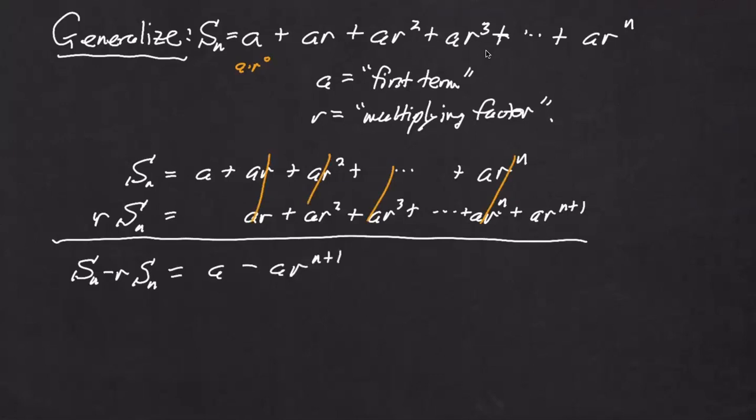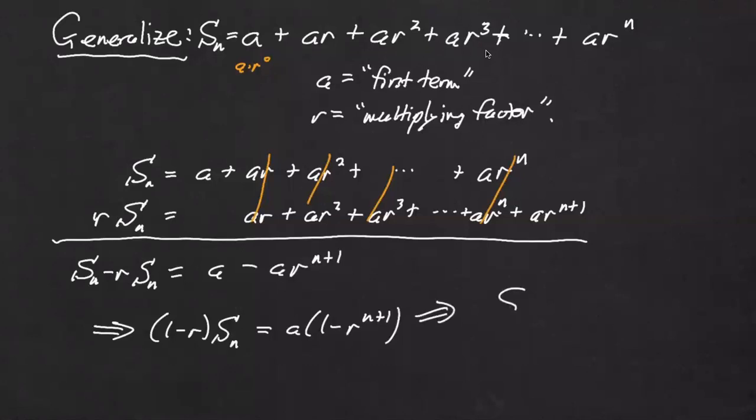And then we can think about how to deal with both sides. We can factor out the S sub n on the left, right? So we could factor out S sub n and be left with 1 minus R. We can factor out the A on the right. And so in fact, we get this formula called the finite geometric series formula, that it's A times 1 minus R to the n plus 1 over 1 minus R. And that's the finite geometric series formula.